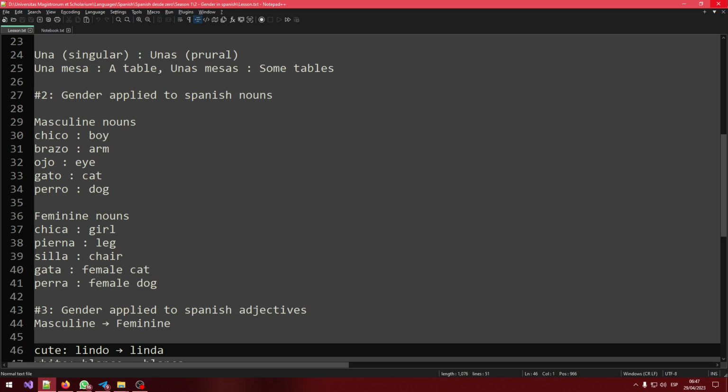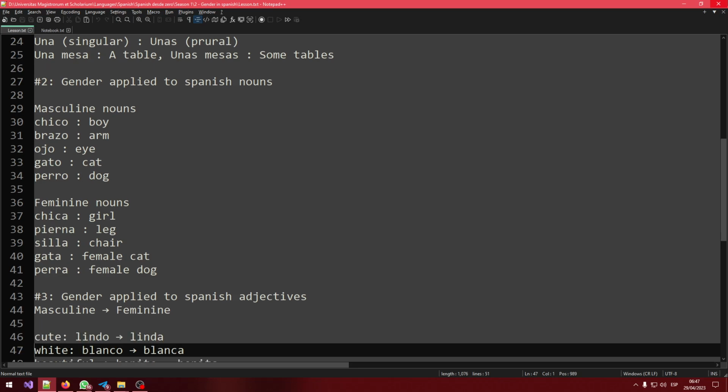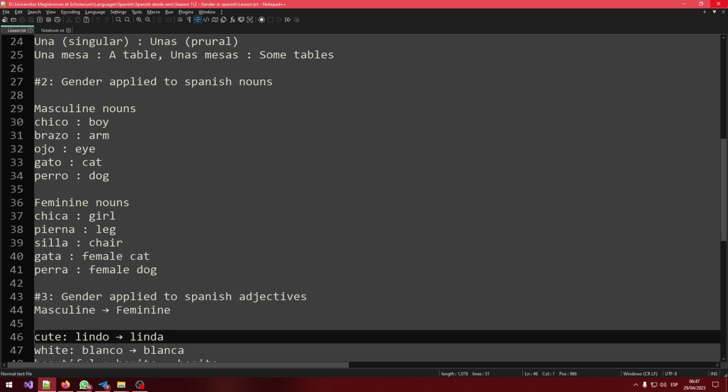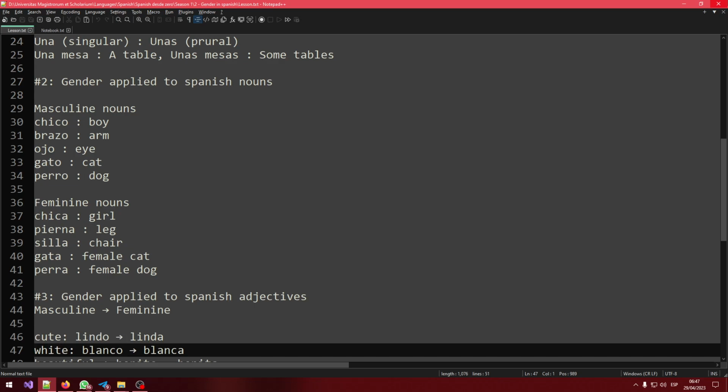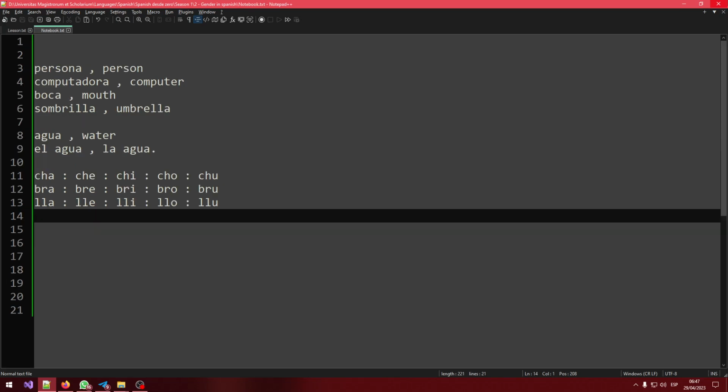So we take the o into an a. So lindo, linda. Lindo. So white, blanco, blanca. And there is another one, another small detail we have to cover.